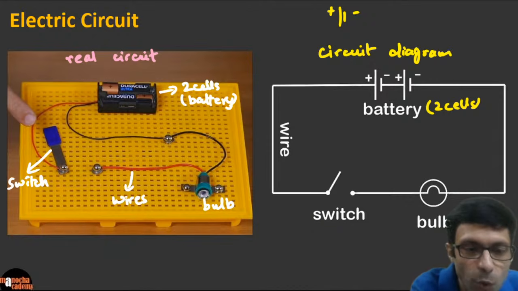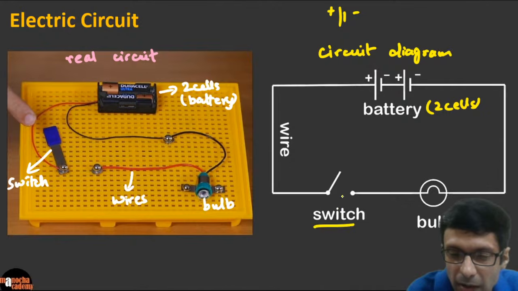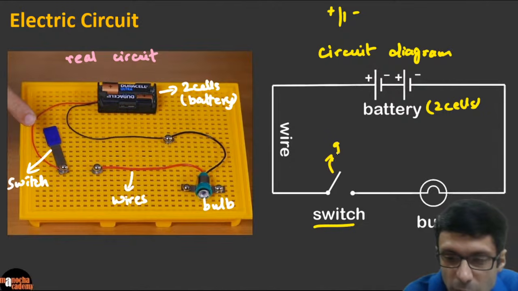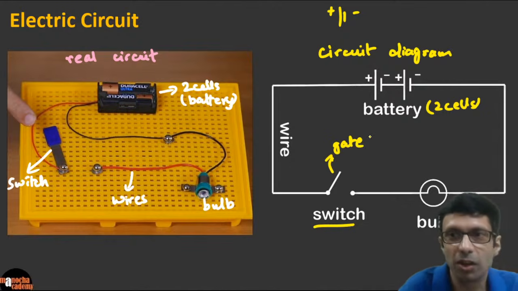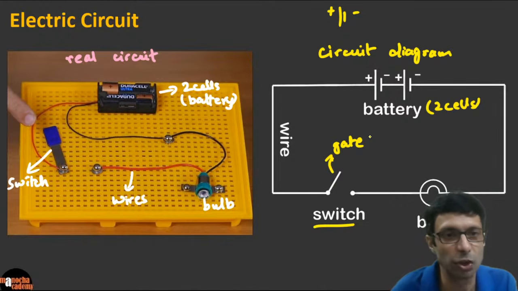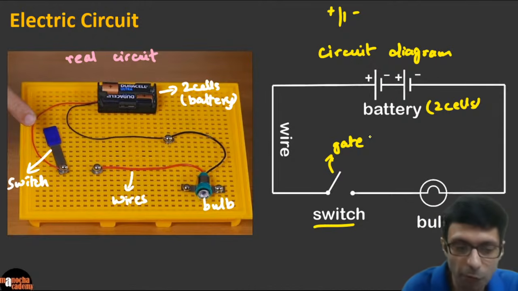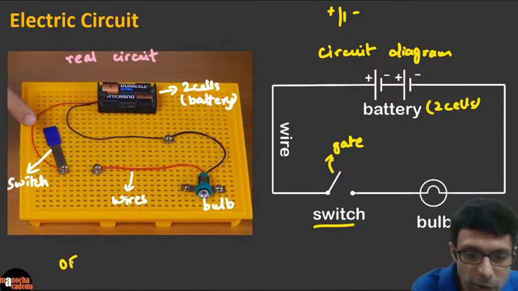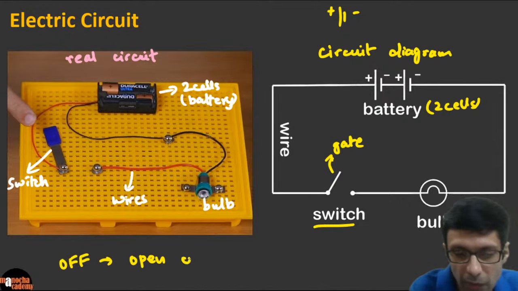And then here, this looks like a gate, right? This is our switch. When the gate is in the open position, the switch is off. And when you close the gate, the switch is on. So guys, a very important thing: when the switch is off, it is called an open circuit. Right, guys?